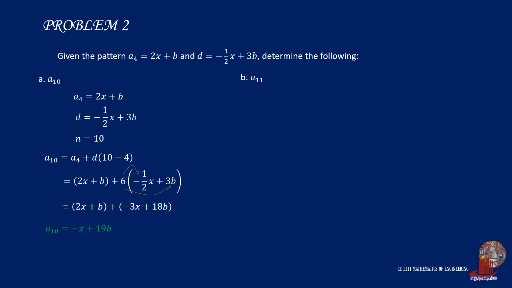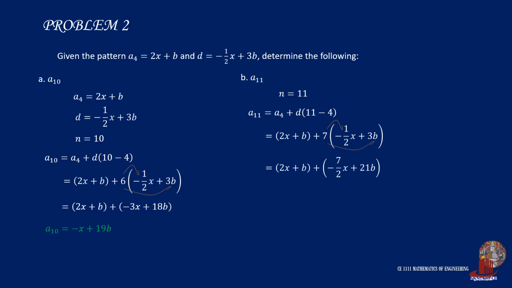A sub 11, on the other hand, uses n equal to 11. The formula will be changed a little into a sub 4 plus d times 11 minus 4. So by substituting the given parameters, we get 2x plus b plus 7 times the common difference. Then distribute 7 among the terms of the binomial and arrive at 2x plus b plus negative 7 halves of x plus 21b. Collect similar terms again and get negative 5 halves of x plus 22b.